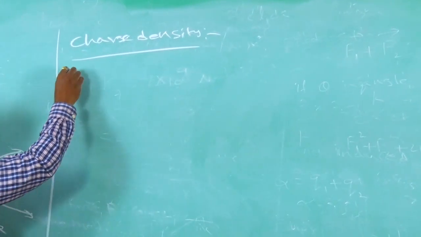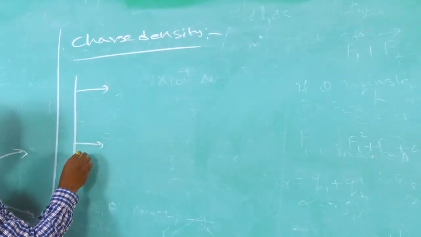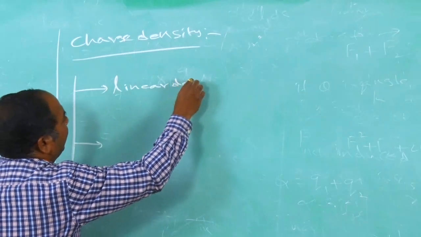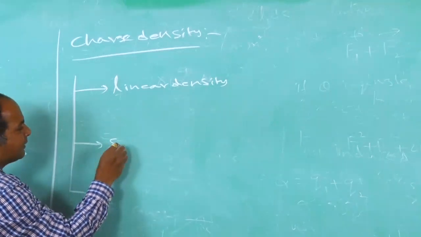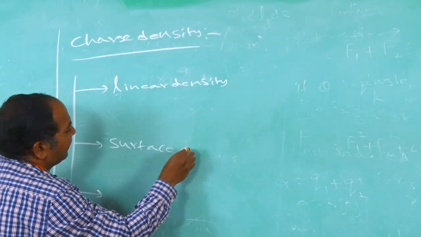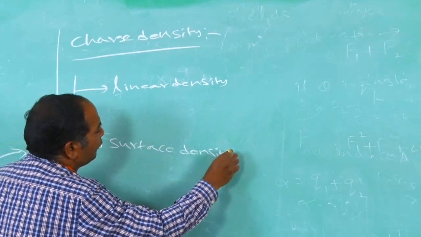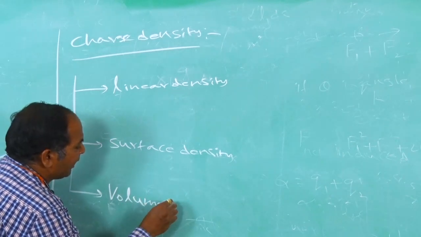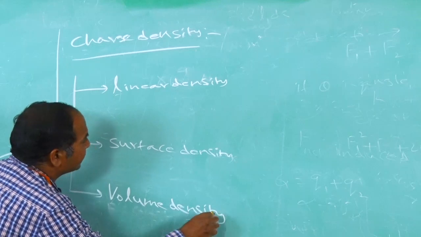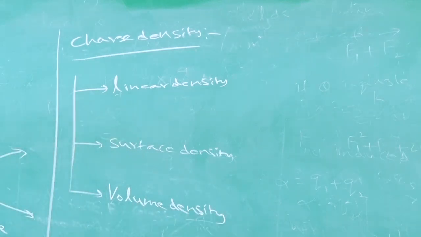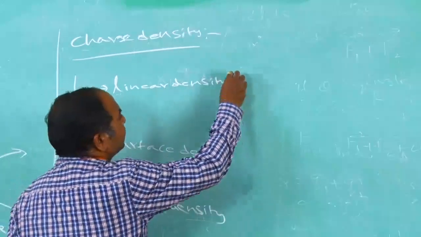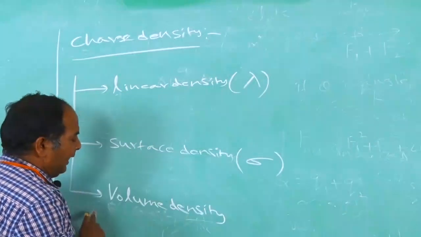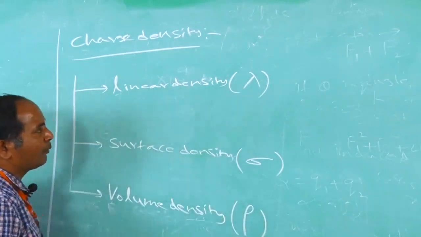Depending upon the nature of the bodies, there are three types of charge densities. One is linear density, another is surface density, and another is volume density. Linear density is denoted by lambda, surface density by sigma, and volume density by rho.